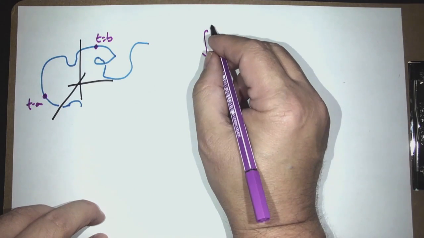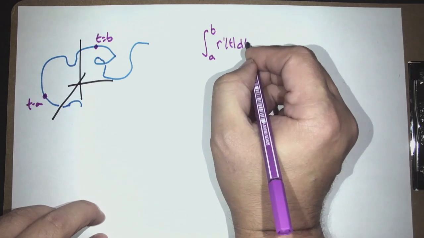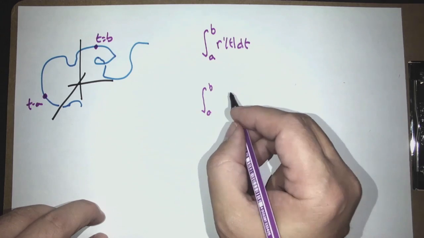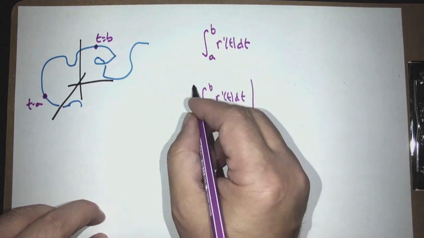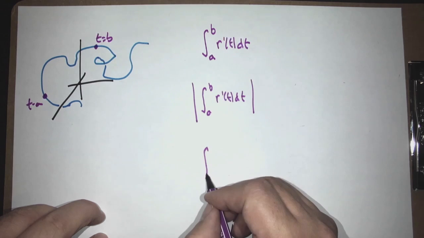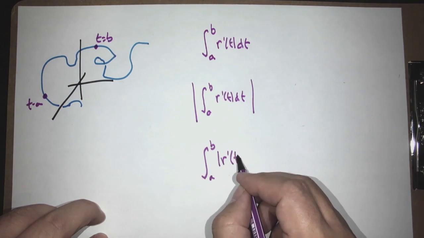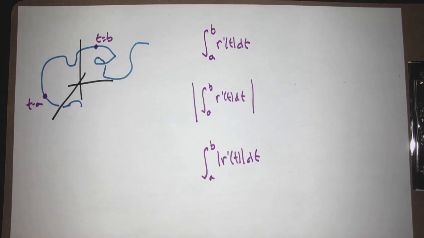Suppose I want the integral from a to b, r prime of t dt. Or I want the integral from a to b, r prime of t dt, but take the magnitude. Or I want the integral from a to b, the magnitude of r prime of t dt. Are these the same? Are these different? And if they are different, what are they measuring that's different?